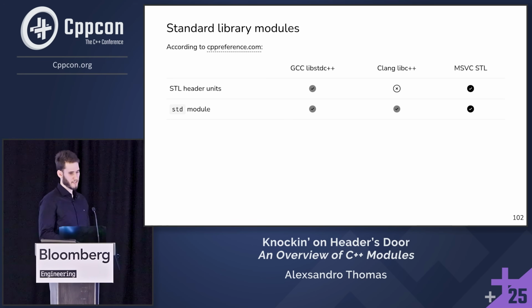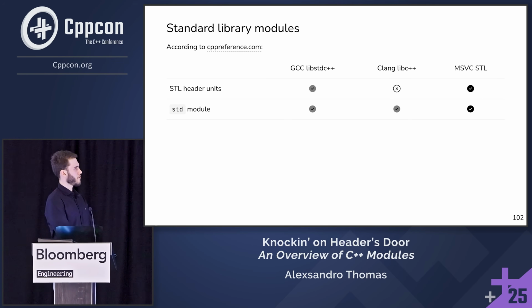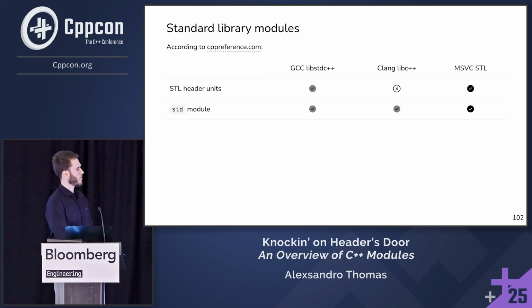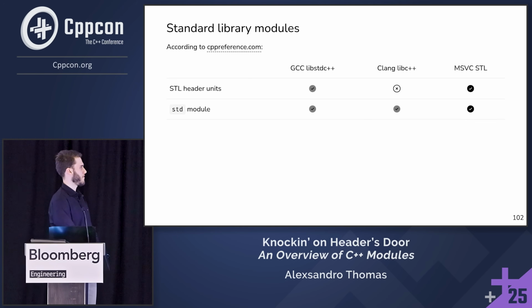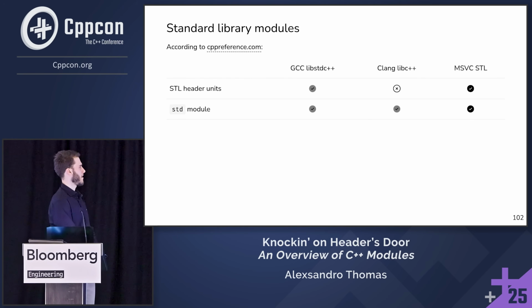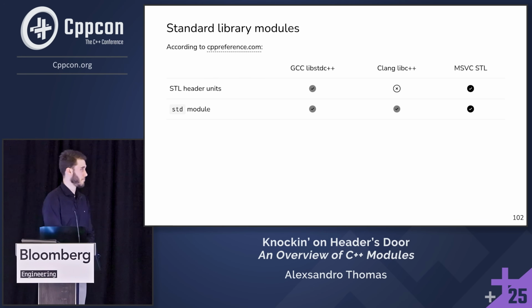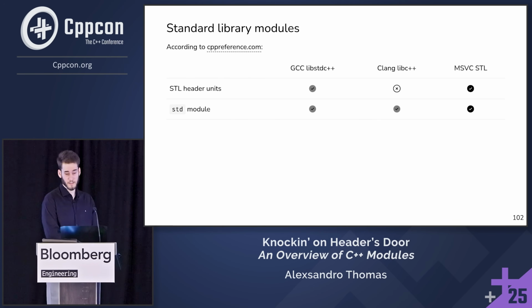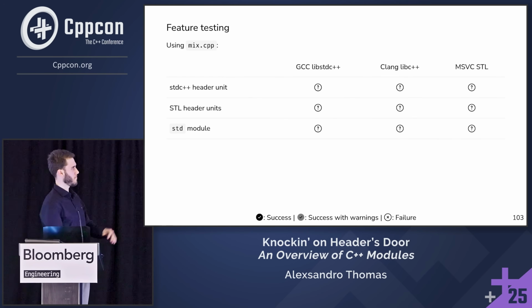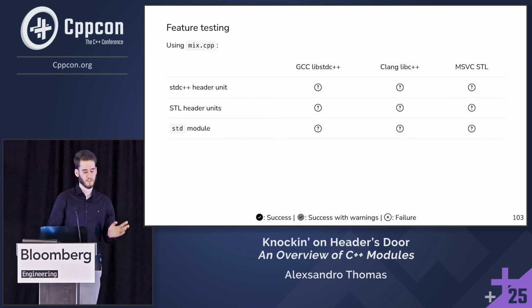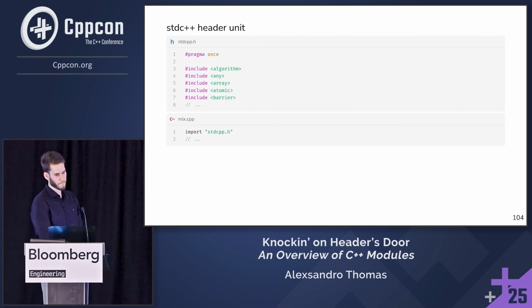And if we look at the standard library modules, also if you go to CppReference.com, you get these very confusing lines just saying that Clang libc++ doesn't support STL header units at all, and then GCC supports everything partially, Clang supports the std module partially, and Microsoft supports everything. So let's take a look at what exactly this means. For that, let's do some testing using that same mix.cpp file that we had before that just includes 9 headers and makes use of them.